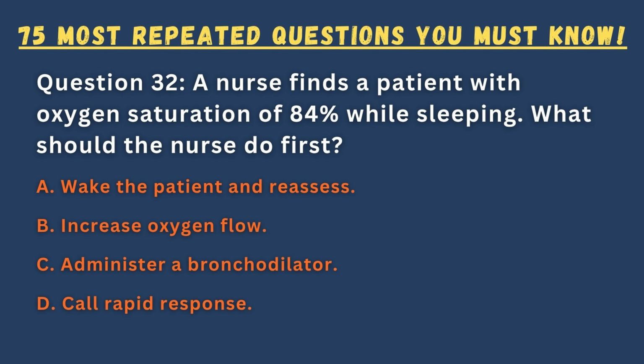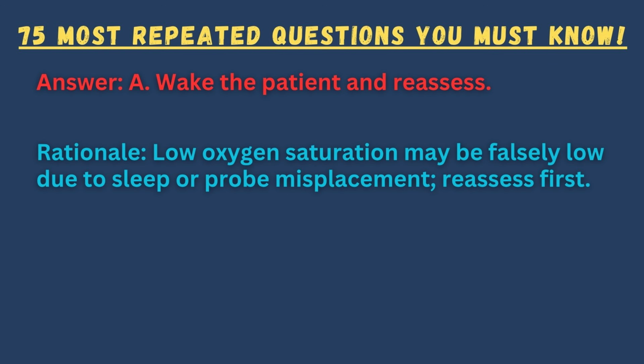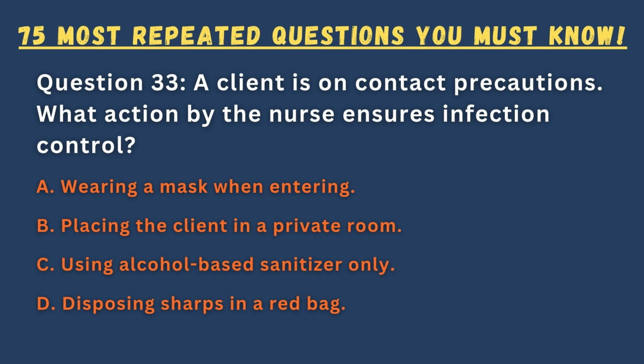Question 32. A nurse finds a patient with oxygen saturation of 84% while sleeping. What should the nurse do first? A. Wake the patient and reassess. B. Increase oxygen flow. C. Administer a bronchodilator. D. Call rapid response. Answer: A. Wake the patient and reassess. Rationale: Low oxygen saturation may be falsely low due to sleep or probe misplacement. Reassess first.